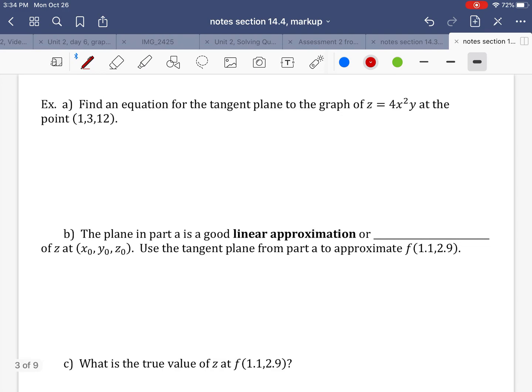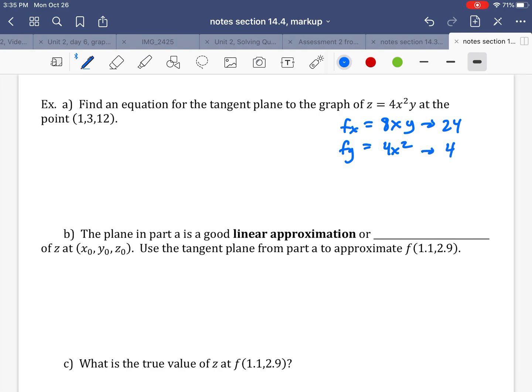All right. So moving right along, we're going to do the next 3 slides and then stop. This example: find an equation of the tangent plane to this graph at the point (1, 3, 12). So I'm going to go ahead and do z_x and z_y, or f_x and f_y. That would be 8xy and 4x squared, if I did my derivatives right. Now I have to plug in 1 and 3. If I do that, I get 24. And if I plug in 1, basically, I get 4.